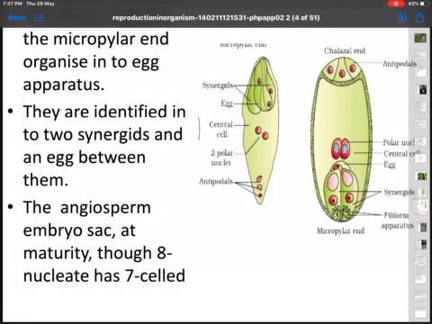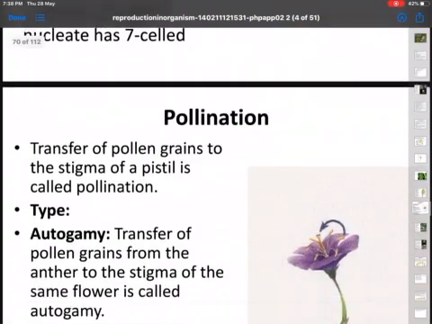and the central two polar nuclei fuse together to form a central cell or polar cell. So in terms of number of cells, it is 3 plus 1 plus 3, so 7 celled. In angiosperms, the embryo sac has 8 nuclei and 7 cells. Hence it is called an 8 nucleate 7 celled structure, as you are seeing in this picture clearly.